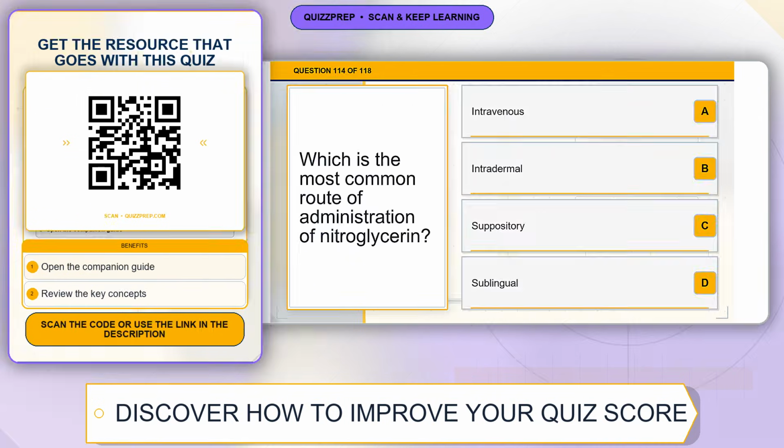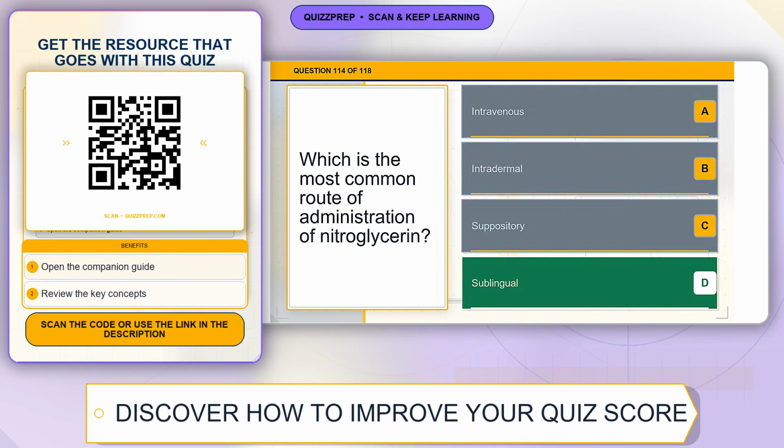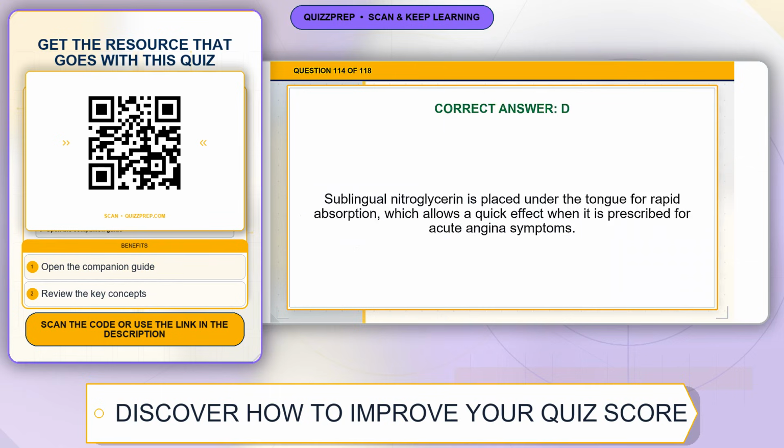Question 114. Which is the most common route of administration of nitroglycerin? Option A. Intravenous. Option B. Intradermal. Option C. Suppository. Option D. Sublingual. The correct answer is option D. Sublingual. Explanation. Sublingual nitroglycerin is placed under the tongue for rapid absorption, which allows a quick effect when it is prescribed for acute angina symptoms.